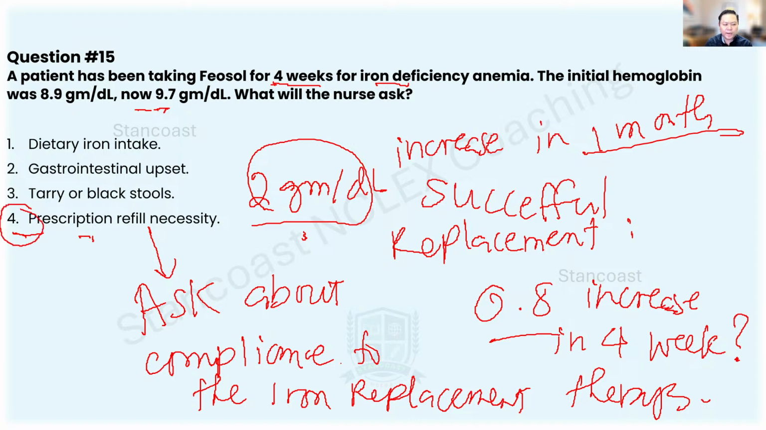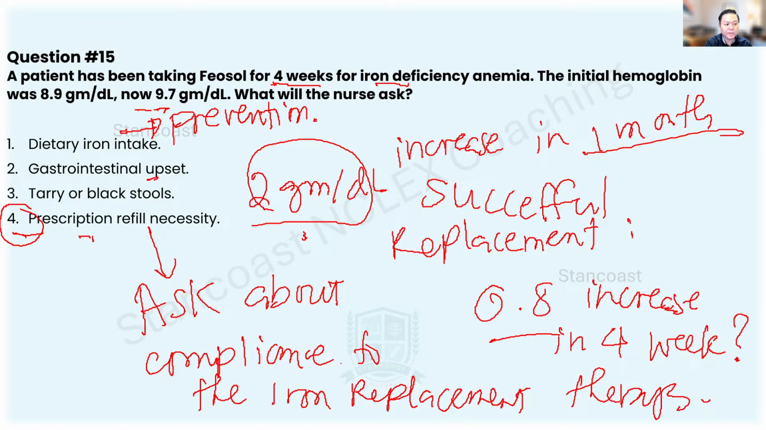What about number 1? Dietary iron intake. Yeah, I know that this is important, but this is more about prevention, but this is not going to treat the patient's low hemoglobin. This is more a prevention, but not a treatment.